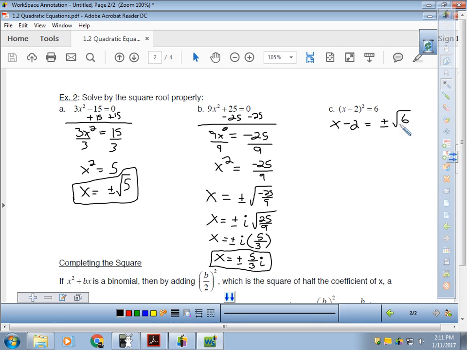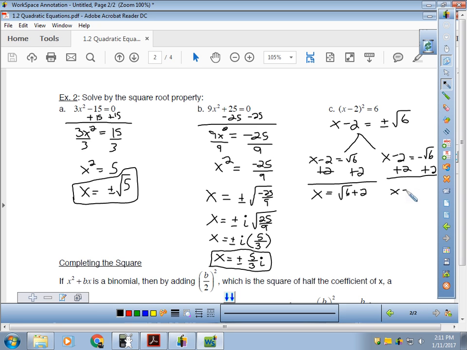Now, the square root of 6, I can't simplify that, so I'm just going to have to leave it as it is. What that means is I actually have two different possibilities for answers. I have x minus 2 equals the square root of 6, and I have x minus 2 equals the negative square root of 6. So I have to solve both of those by adding 2 on each side. So over here I'll get x equals the square root of 6 plus 2. For this one, when I add 2 on both sides, I'll get x equals the negative square root of 6 plus 2.